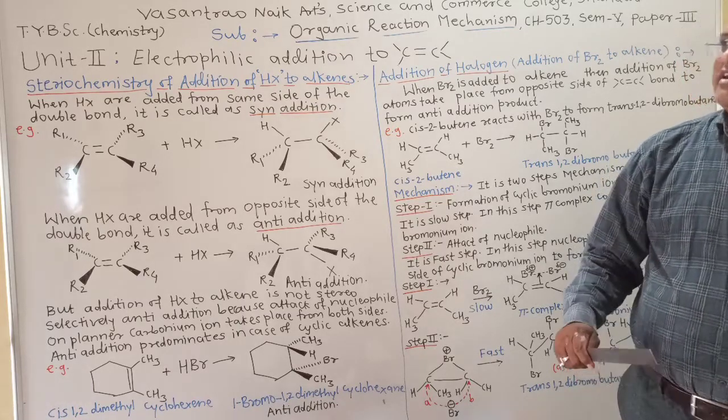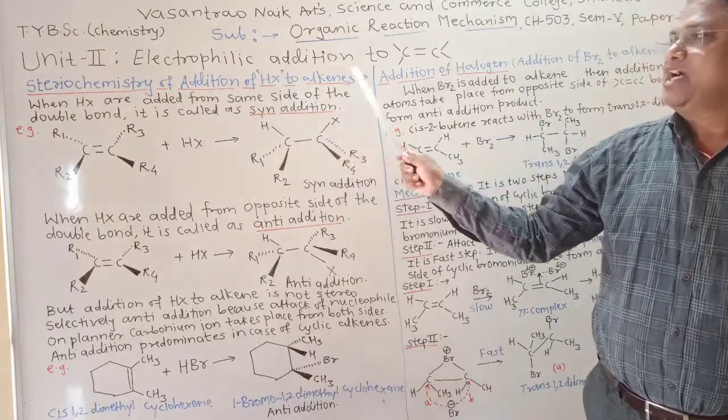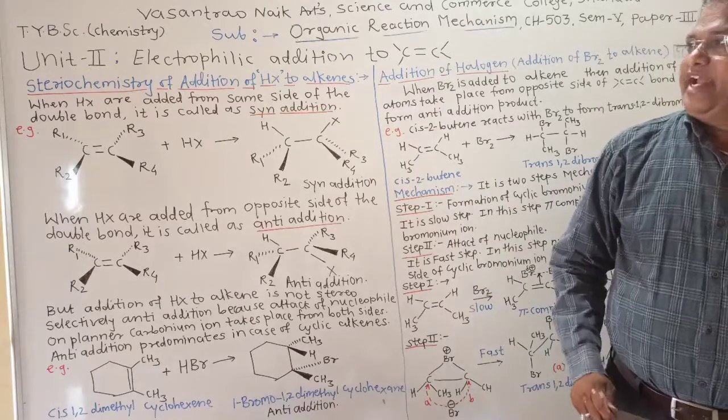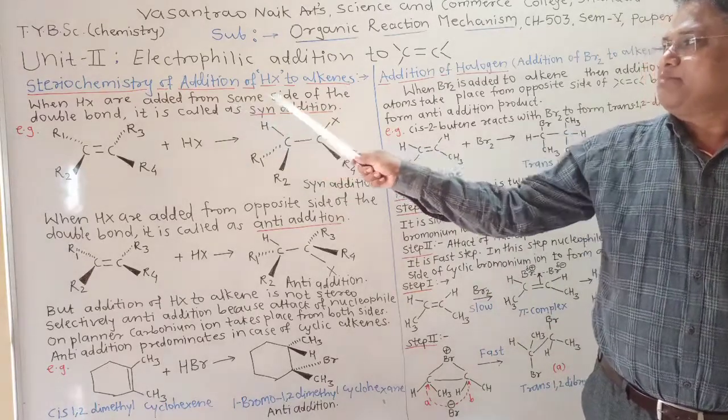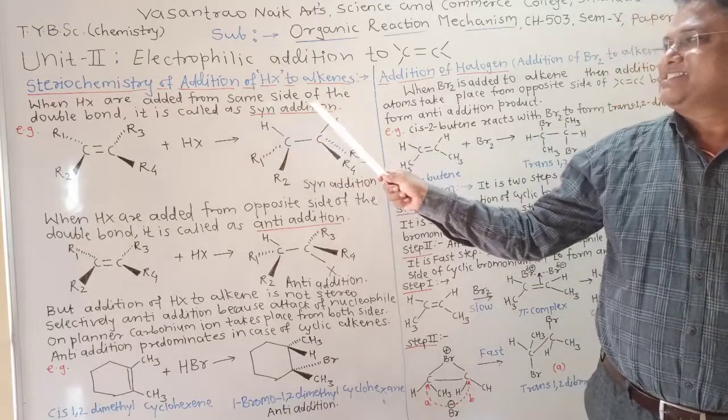Here we are learning stereochemistry of addition of HX to alkenes. When HX are added from same side of double bond, it is called as syn addition.